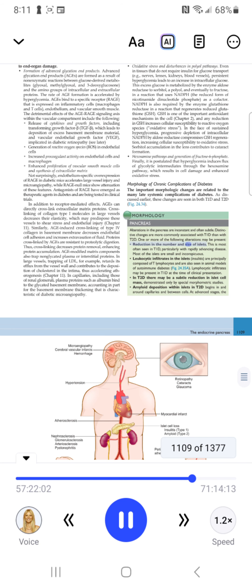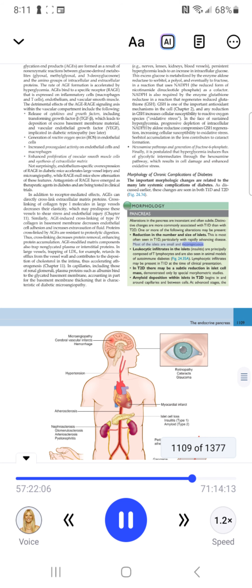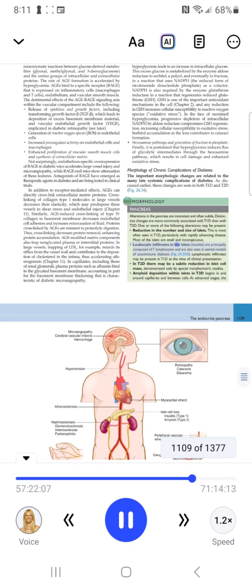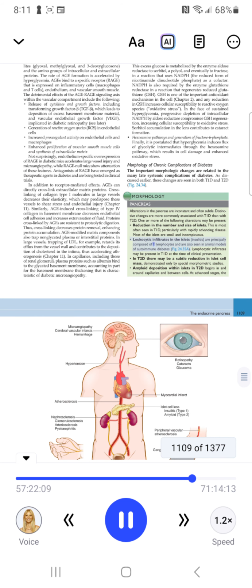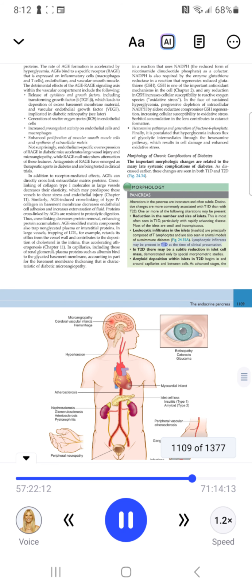Reduction in the number and size of islets. This is most often seen in T1D, particularly with rapidly advancing disease. Most of the islets are small and inconspicuous. Leukocytic infiltrates in the islets, insulitis, are principally composed of T lymphocytes and are also seen in animal models of autoimmune diabetes. Lymphocytic infiltrates may be present in T1D at the time of clinical presentation.